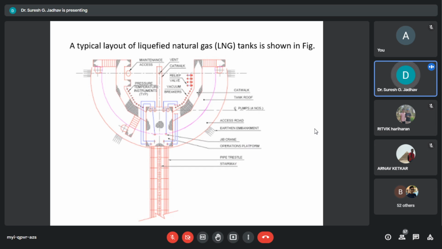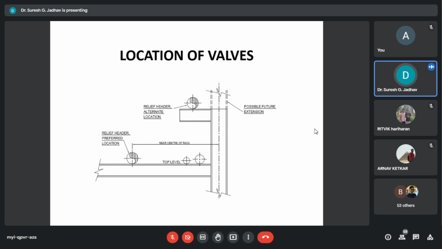Now here, this is a typical layout. Here we can consider LNG tanks. Those kinds of liquefied natural gas are installed in ONGC plants. And those kinds of tank arrangements are essential when we have to consider particular layouts. This depends upon the respective areas where we can install the different kinds of liquefied natural gas.